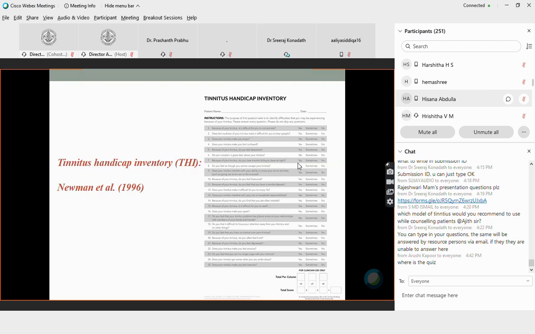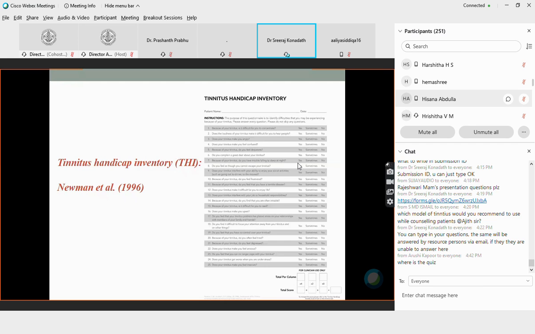For example, this questionnaire, the tinnitus handicap inventory, is one of the most popular questionnaires used globally, and it is very simple to administer. It hardly takes 5 minutes. These questions you can also see on the screen. If you're not able to see it, you can just Google for tinnitus handicap inventory or THI. It is already translated into multiple languages, so country specific information you may also get.